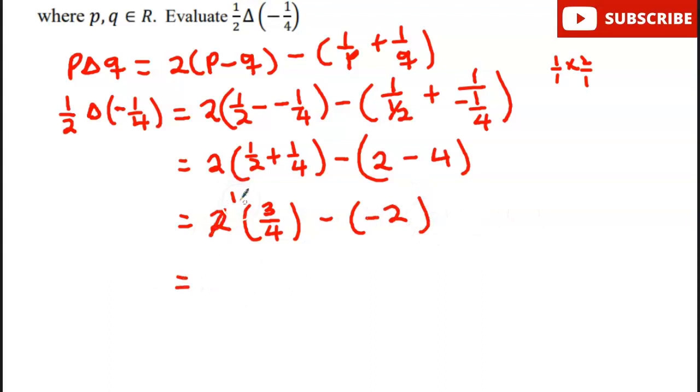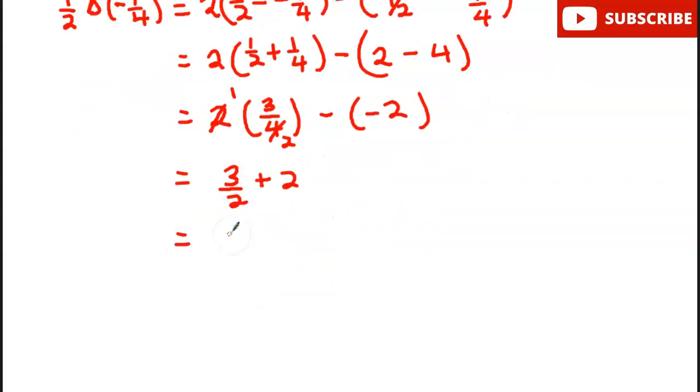So 2 go here 1, 2 go here 2. So we have 3 on 2, and minus is going to be plus 2. 3 on 2 is the same as 1 whole number 1 on 2 plus 2. And we are going to add then 1 plus 2, which is 3 whole number 1 on 2.